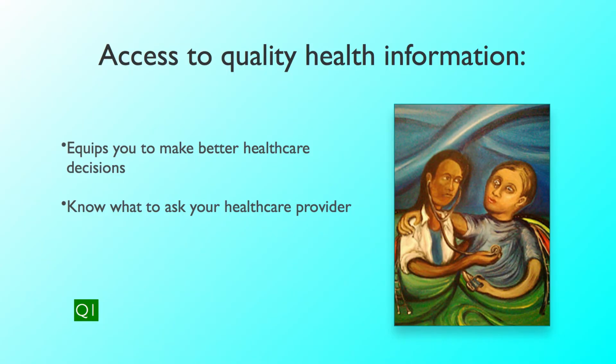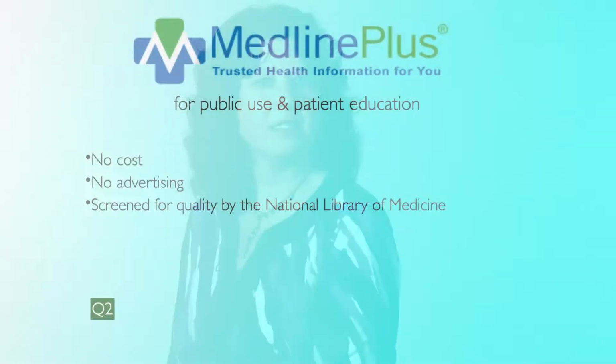One of the first steps to improving health literacy is knowing how to access high-quality health information. Having access to quality health information equips you to make better health decisions and to know what questions to ask your healthcare provider. The National Library of Medicine, part of the National Institutes of Health, has a wealth of free, high-quality health information resources. The one we'll look at today is Medline Plus.